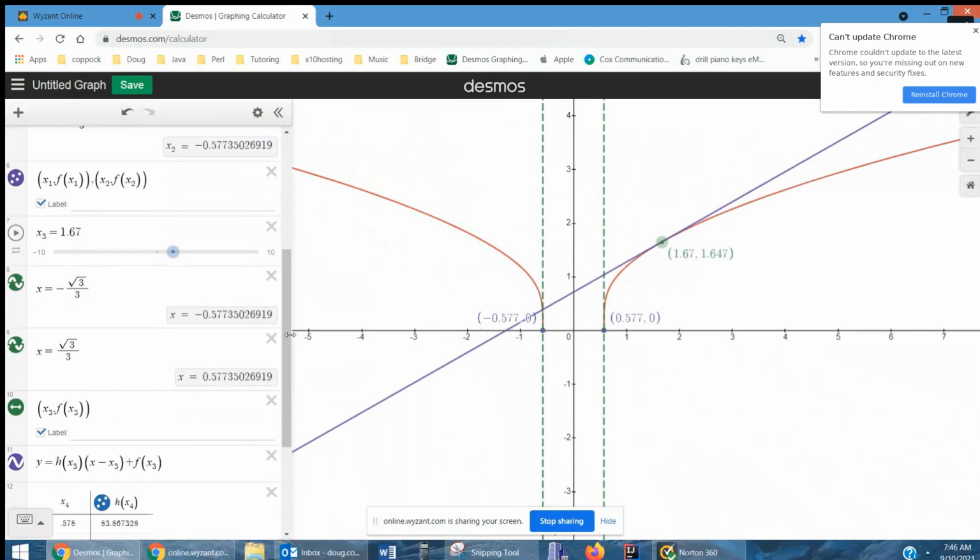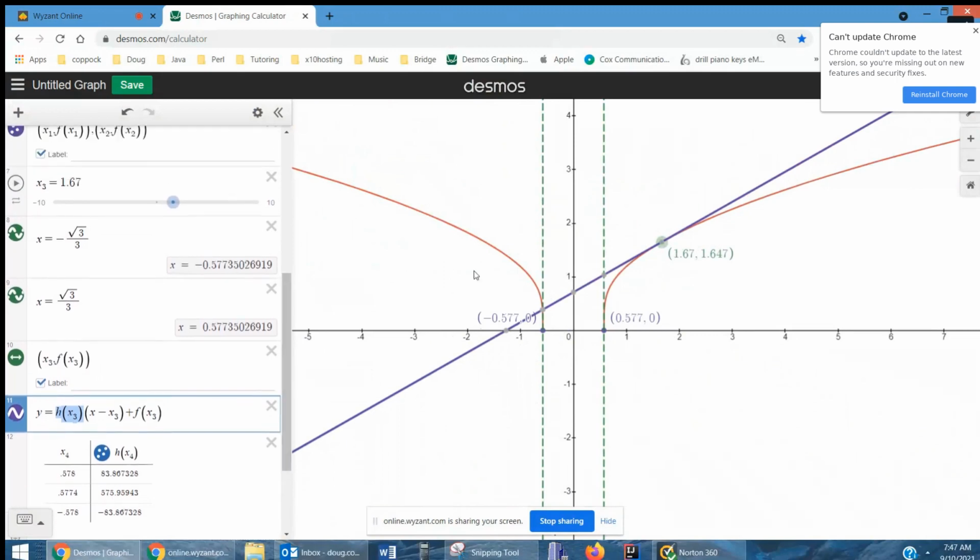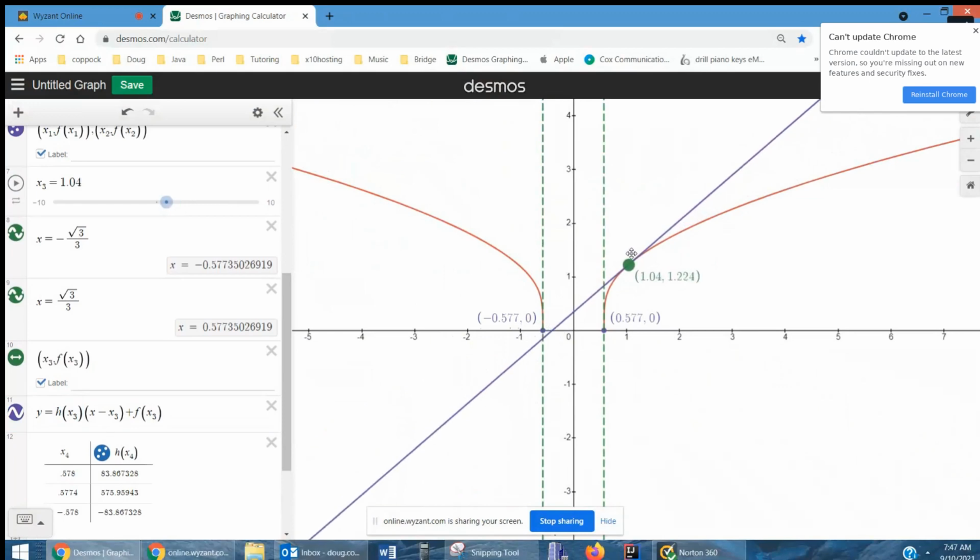H of x sub 3, well, that's this x sub 3 plugged into the derivative function, and that's the slope of that tangent line. And x minus x sub 3 is part of the point slope formula. And plus, this started out as y minus y sub 1, or y minus f of x sub 3. And now I added it to the other side. So point slope.